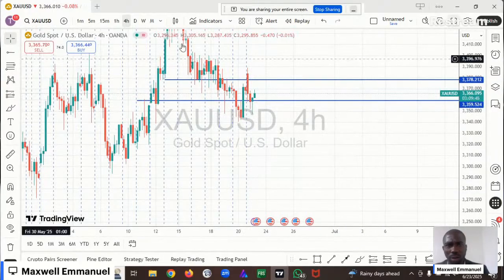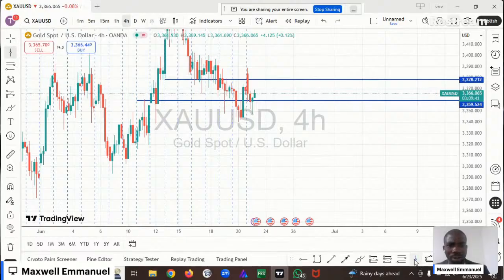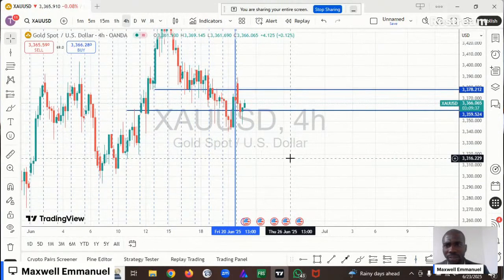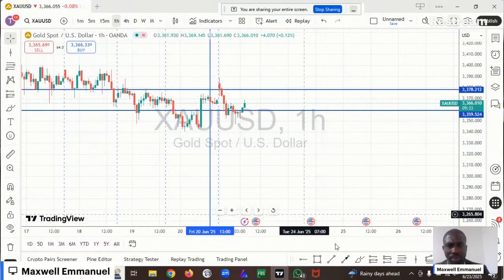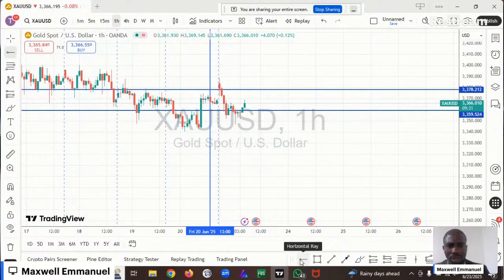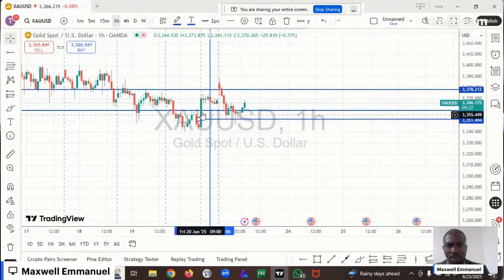If you go down to 1 hour, I'm sure there's a fair value gap that was created on 1 hour that price had to fill before going bullish. Let's go down to 1 hour at this point. You can see the fair value gap that was created on the 1 hour time frame. Price came and filled that fair value gap. You can see it.